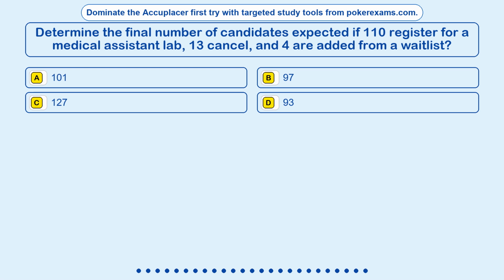Question 1. Determine the final number of candidates expected if 110 register for a medical assistant lab, 13 cancel, and 4 are added from a waitlist. Option A, 101. Option B, 97. Option C, 127. Option D, 93.